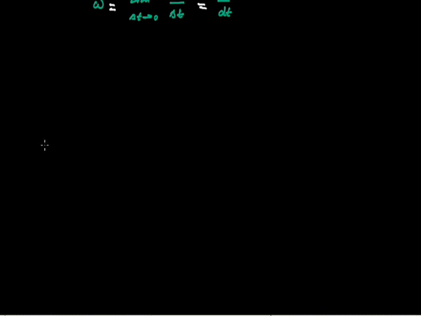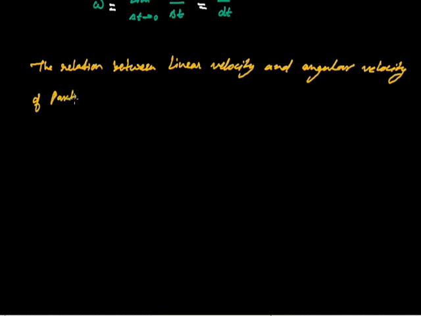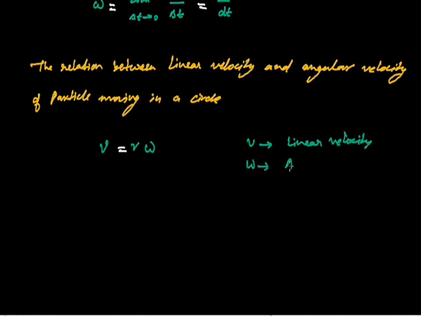As we know, for a particle moving in a circular path, the relation between the magnitude of linear velocity and angular velocity is given by v equals r omega, where v is the linear velocity of the particle, omega is the angular velocity of the particle, and r is the radius of the circular path along which the particle is describing circular motion.